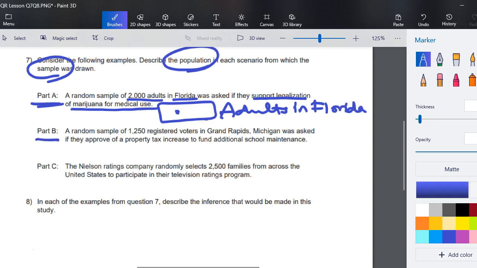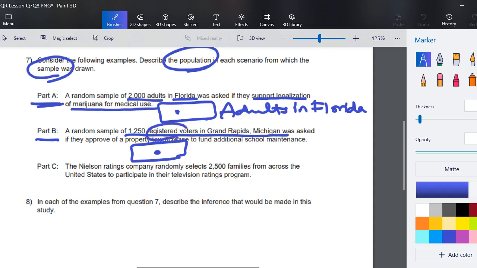The next question. We have another random sample. This time it's 1,250 registered voters in Grand Rapids, Michigan. They were asked if they approve a property tax increase to fund additional school maintenance. When you're looking at this sample, remember it is a sample of a larger population. We need to be specific, but not too specific.